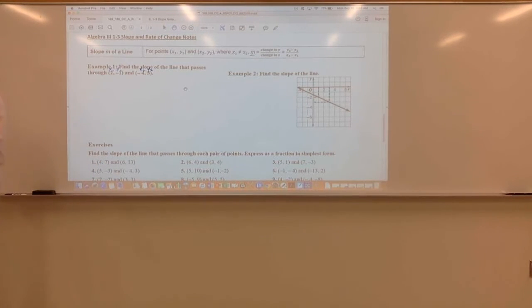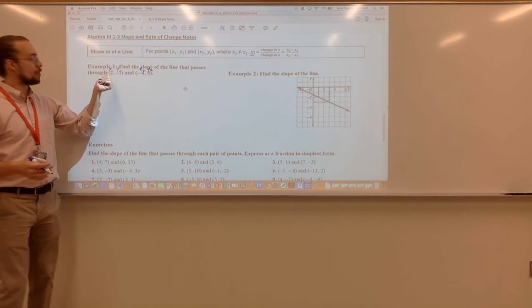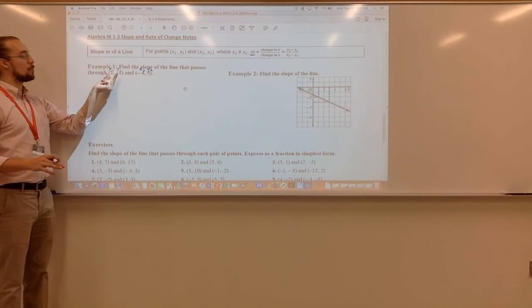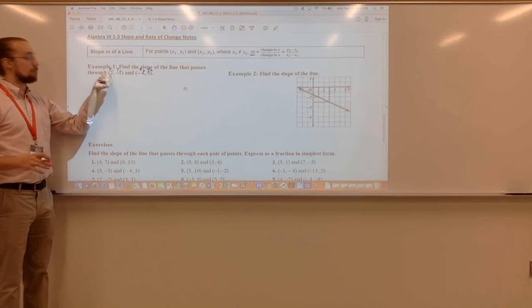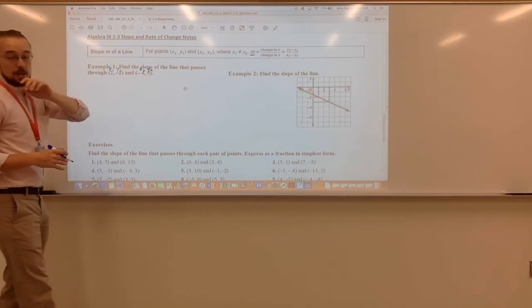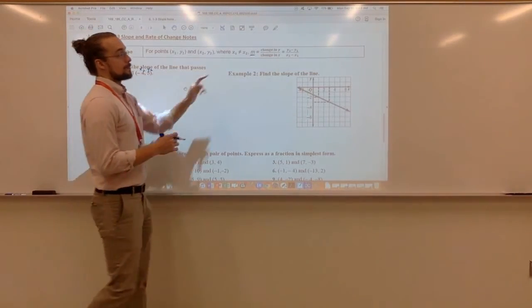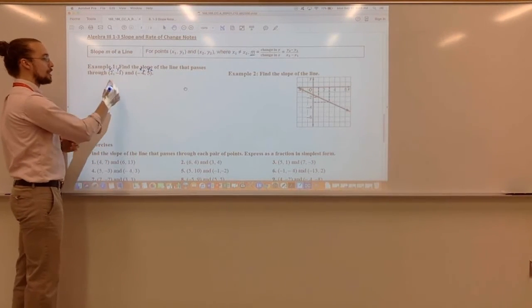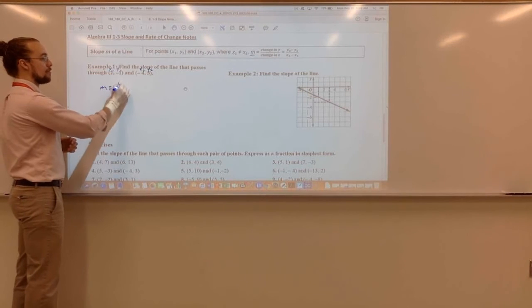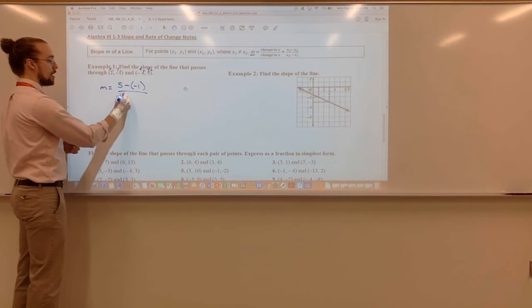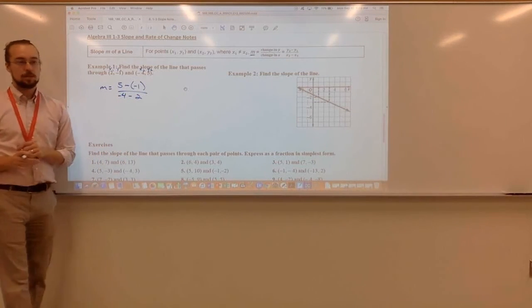Now remember that every single coordinate point has an x and a y. Some people get confused and say, I'm going to make this one x1 and this one x2. That's not correct. Every single point has to have an x and a y. So I can label my first point x1, y1, the second one x2, y2. And x is always first. So if I plug those values into my formula, y2 minus y1, I'm going to have 5 minus negative 1 over negative 4 minus 2.